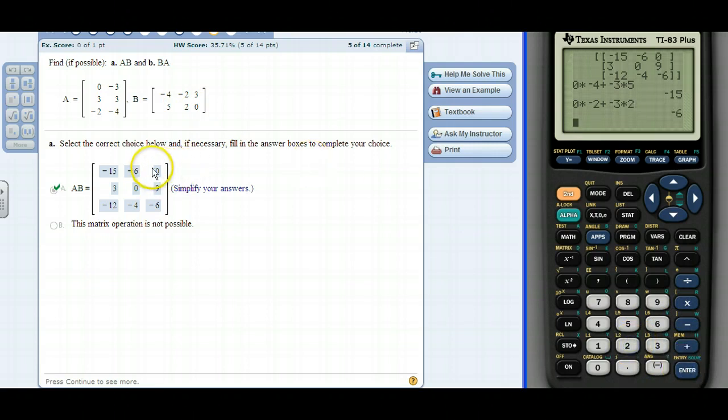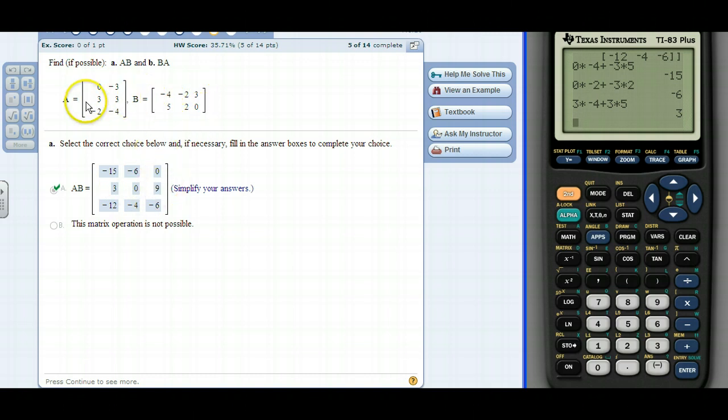Okay, this 0 here comes from 0 times 3 plus negative 3 times 0. Alright, this 3 comes from 3 times negative 4 plus 3 times 5. There's the 3. This 0 right here comes from this 3 times negative 2, which is negative 6, plus 3 times positive 2, which is positive 6. And they cancel each other out to 0. 3 times 3 is 9, plus 3 times 0 is 0. 9 plus 0 is 9.